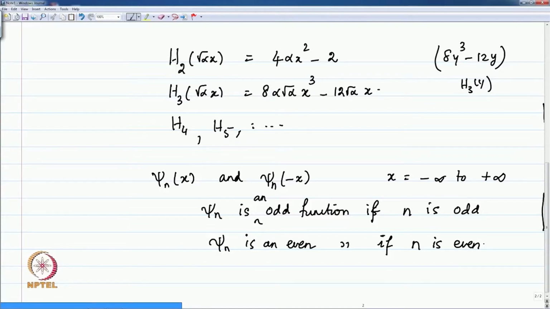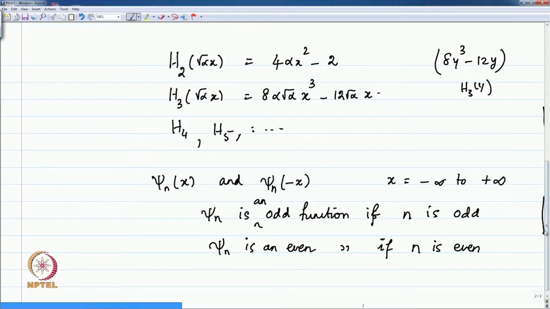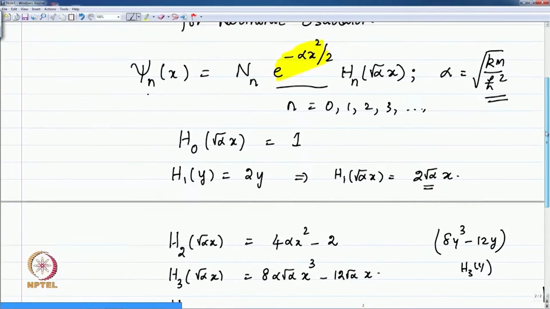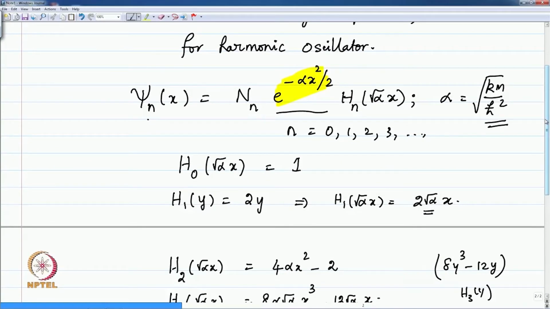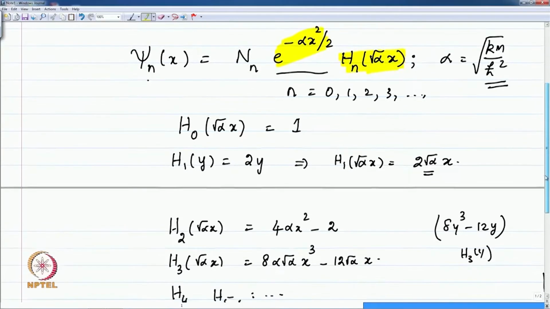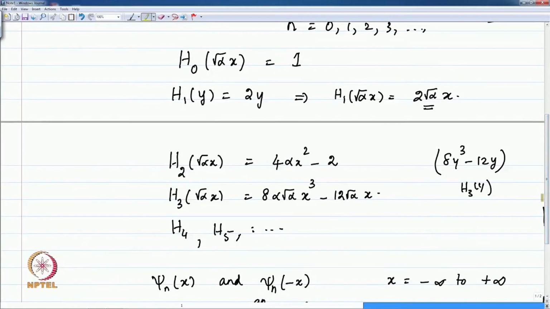Okay. And this is quite obviously dependent on the properties of the Hermite polynomial that you see here, because the exponential of minus alpha x square is always even, whether it is plus x or minus x. Since you have the square of the x here, this function is independent of the sign of x. However, this function obviously depends on the sign of x, as you can see in some of the examples here, namely h0 of x is independent of x, therefore it is independent of the sign of x.